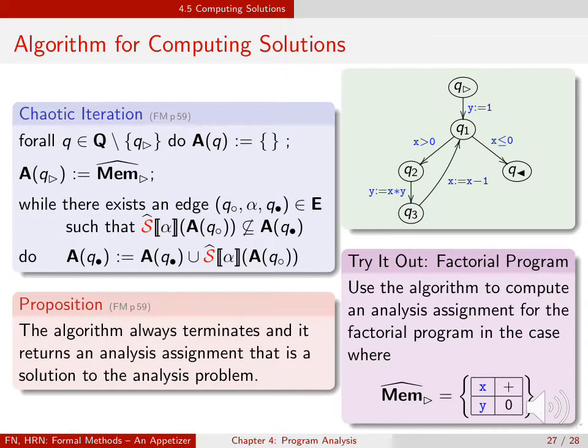It is time for you to perform this non-deterministic chaotic iteration algorithm for a simple abstract memory where x is positive and y is 0. You should obtain the result displayed before.